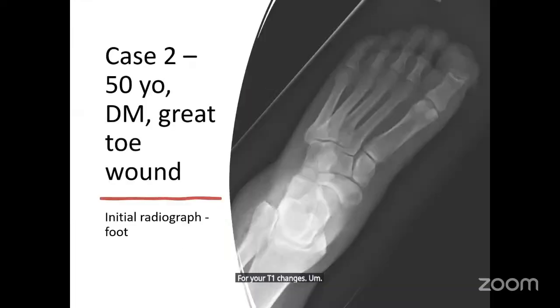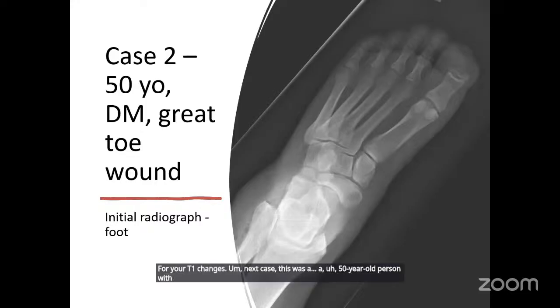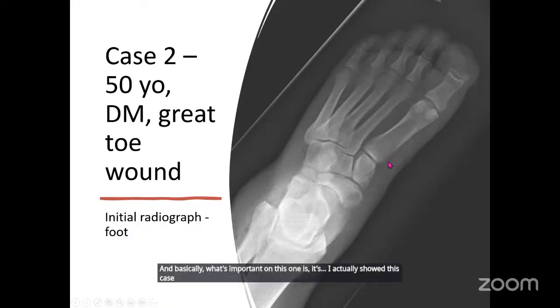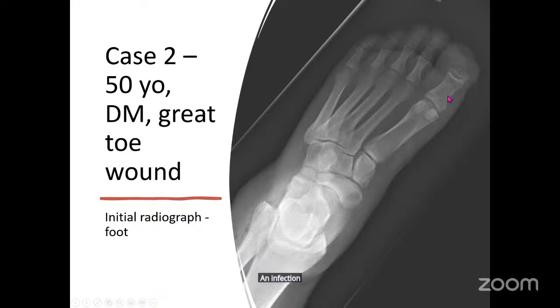Next case, this was a 50-year-old person with diabetes. I actually showed this one earlier, for the toe. And basically what's important on this one is I actually showed this case to you twice, because this person has something on the edge of the field over here, and this is an important thing to look at. When you have an infection in a distal part, always look proximal to see if there's any gas tracking anywhere. This person had gas here, which was separate from where the actual ulcer was.